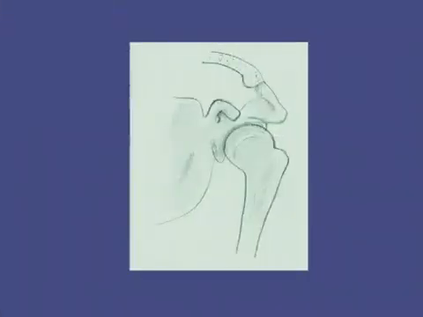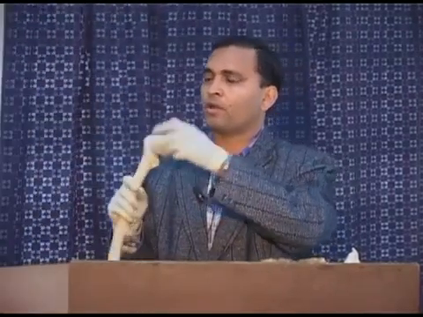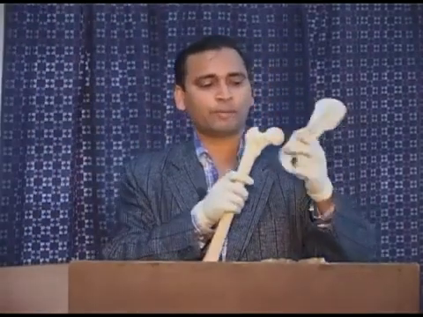Now the most important, and the strongest joint with a lot of degrees of freedom, is ball and socket joint. A ball-like surface of one bone fits into a cup-like depression of another bone. Example, shoulder and hip joint. The ball-like surface fits into the cup-like socket.